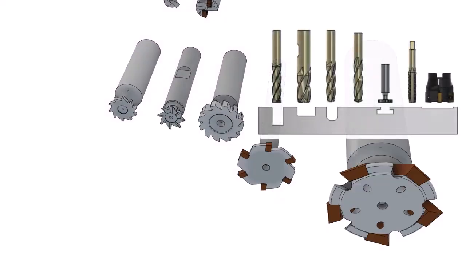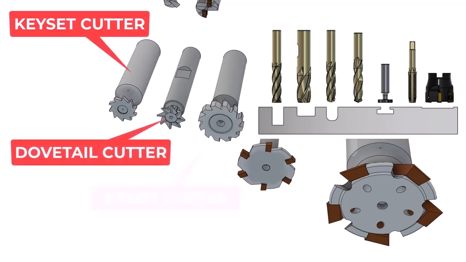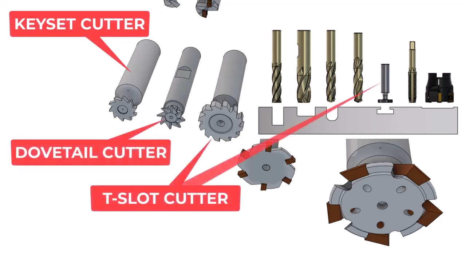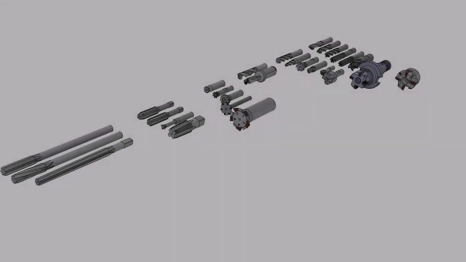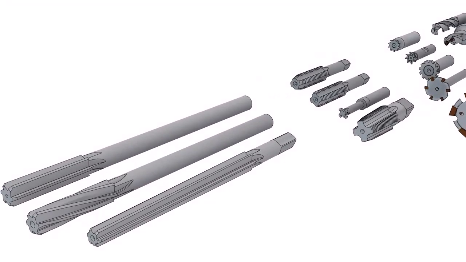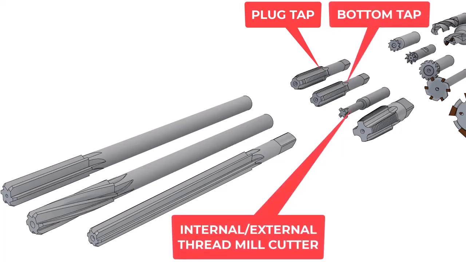Various other cutters are used for milling of slots and keyways, including some with carbide tips. They are key set cutters, dovetail cutters, and T-slot cutters. Each can produce features usually needed to contain moving or rotating parts. Finally, here are some tools you might already be aware of, such as plug taps, bottom taps, internal-external thread milling cutter, and an NPT or pipe tap.